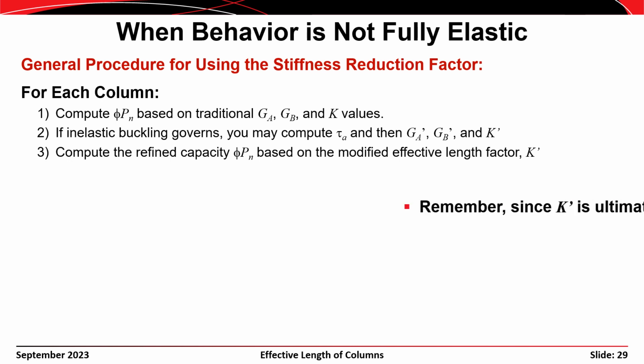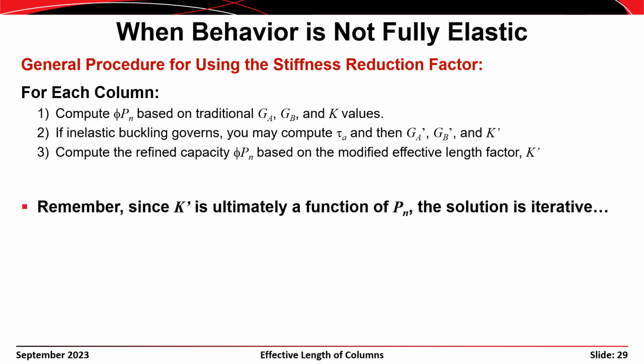It is also worth noting that in its most fundamental form, with tau equal to the ratio of the tangent modulus to the elastic modulus, the process for finding the refined strength is actually iterative. The equations shown in this presentation and in AISC Table 4-13 are slightly simplified to make the process deterministic.